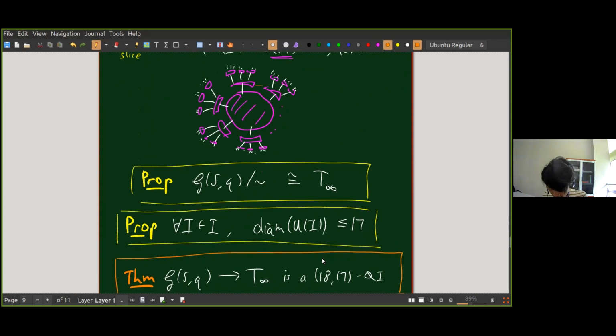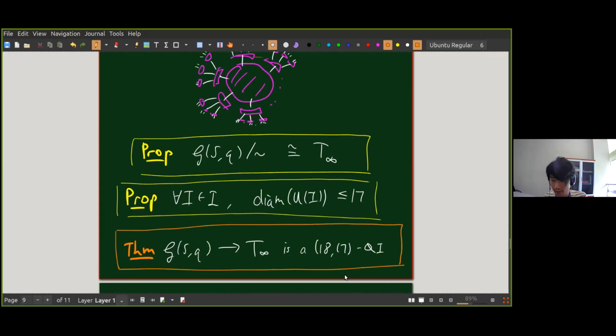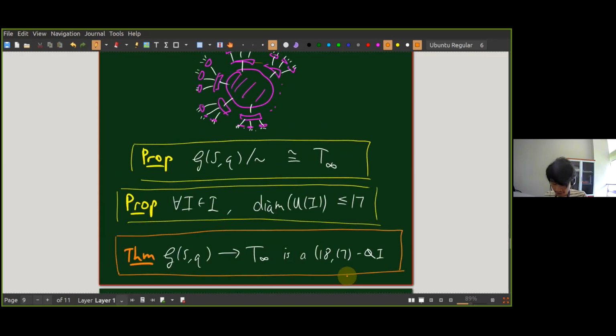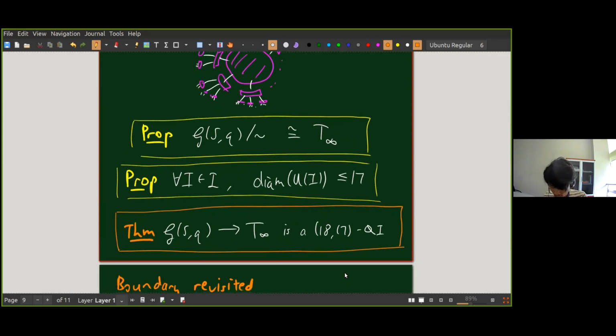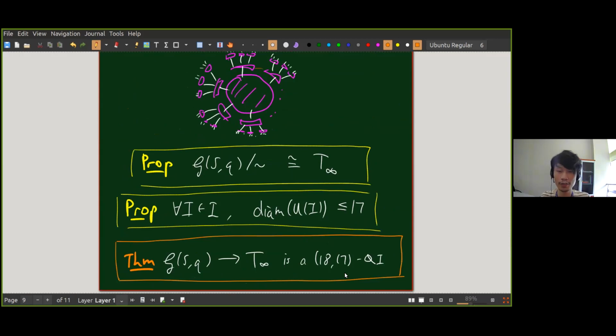Putting these together, once we have this nice partition, we can conclude that the quotient map from the graph of slopes to T infinity is a quasi-isometry, a surjective quasi-isometry with explicit constants. Probably I'm running over time, so I will not talk about this part here. So maybe I'll stop now. Thank you.